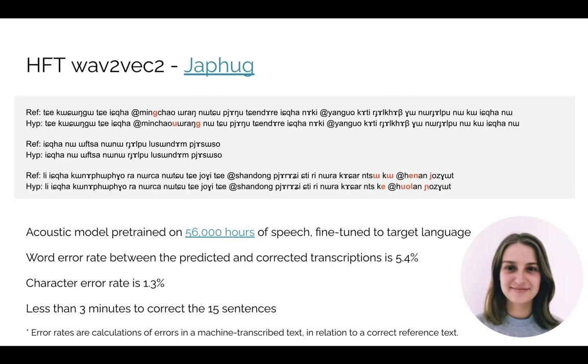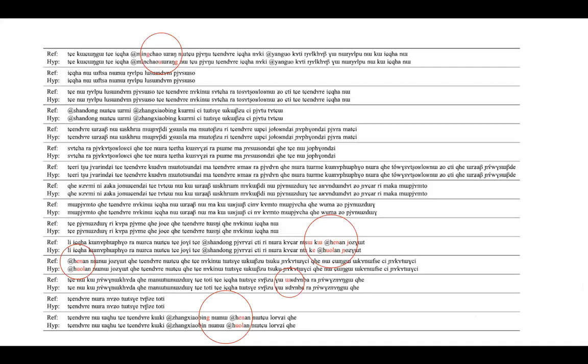And then this enormous acoustic model is fine-tuned to the target language. So in this experiment, Cecile used, I think it was about 10 hours of transcribed material to fine-tune. And from that, she has this very low error rate. And when this was passed back to the linguist to check the results, it took the linguist less than 3 minutes to correct these 15 sentences.